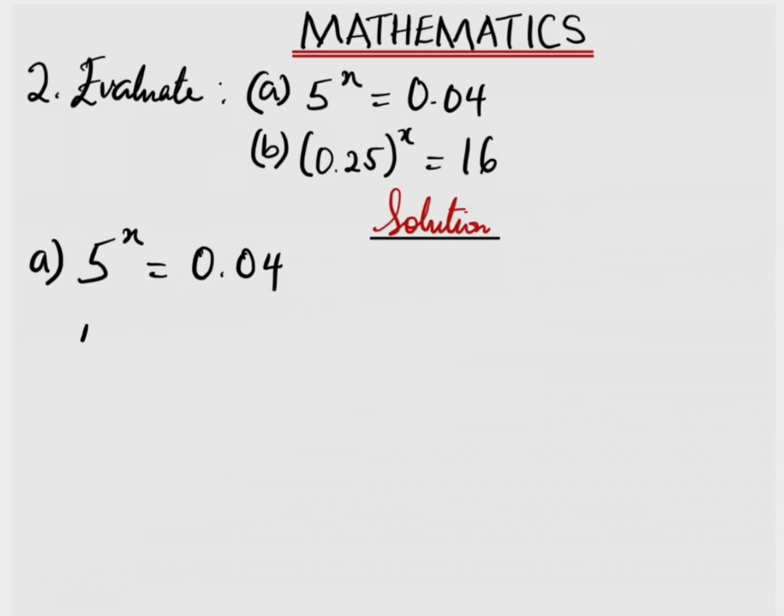So we have 5 to the power of x equal to, we can express this as a fraction. So it becomes 4 over 100, because to get the decimal point away from the number, we have to move 2 times. 1, 2. That's why we have 2 zeros in the denominator, 4 over 100. And we know that 4 is a factor of 100. So 4 can go into 100 how many times? 25.